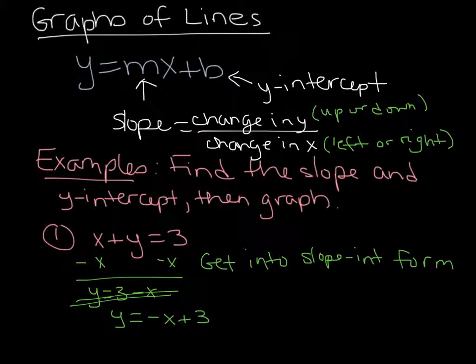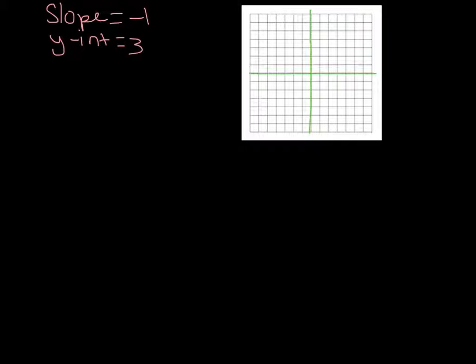Now, negative x means that the slope is negative 1. Don't forget there's an invisible 1 there. And the y-intercept is going to be our 3. So now to graph that equation, we're going to start always with your y-intercept. So you start by drawing your y-intercept. And our y-axis is our vertical axis. Our x-axis is our horizontal axis. So I'm going to start by drawing my y-intercept up at y equals 3. Just going to be a dot on the y-axis.